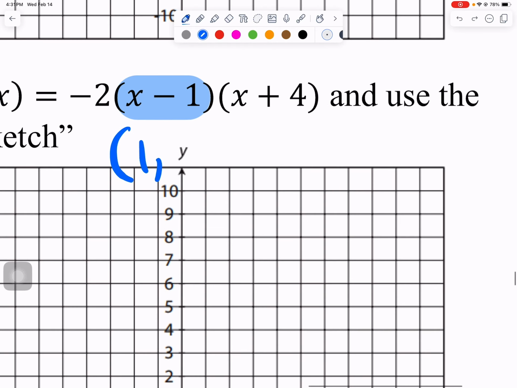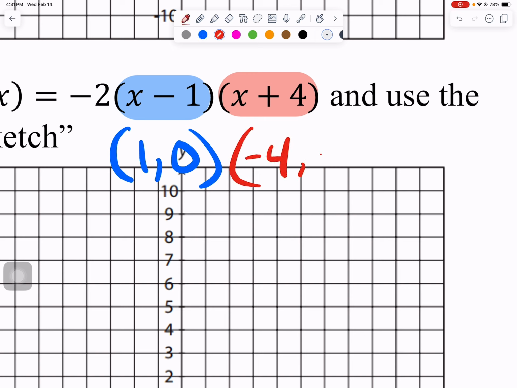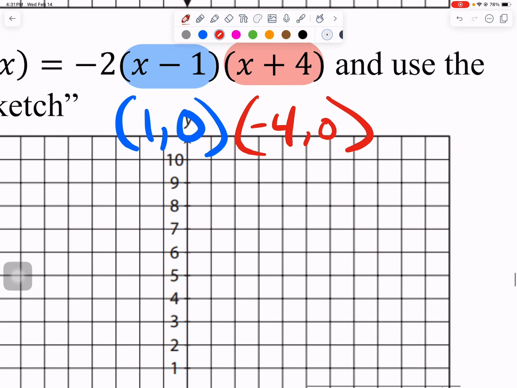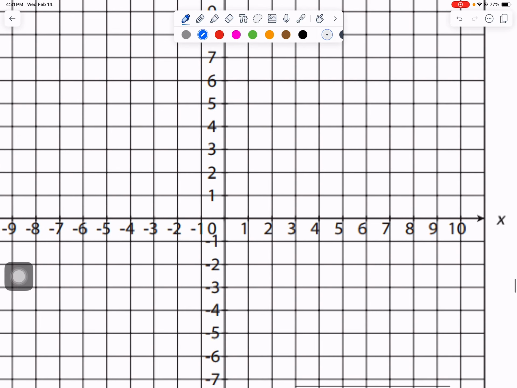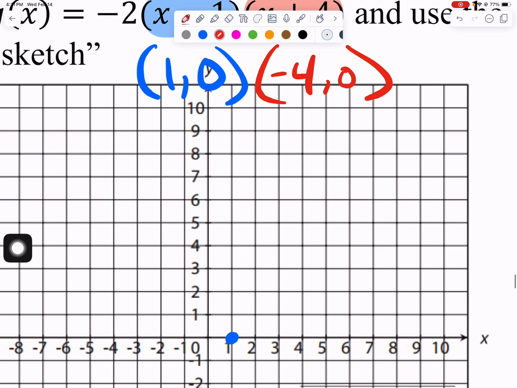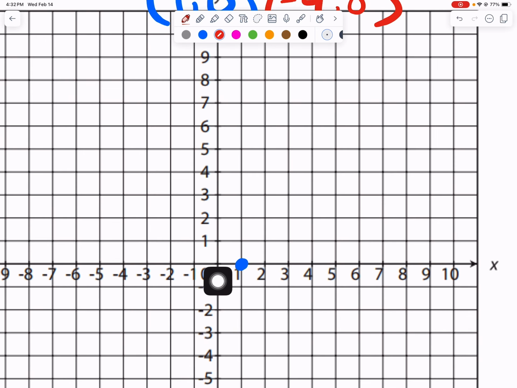Let me zoom in a little further. All right, we're going to have to put that 0 over that y, and then again, we will switch to red. And if we're given x plus 4, yes, thank you. You guys are amazing, negative 4 and 0. Let's go ahead and plot both of those points. We'll start with the blue. We have our 1, 0, so if we start at 0, 0, we just go to the right one, plot that point. And then we have our negative 4, 0. So again, if we start at 0, 0, we just go to the left 4, 1, 2, 3, 4, stop, and plot that point.